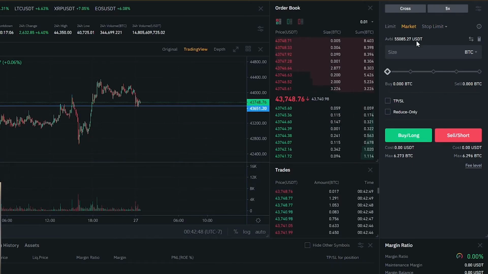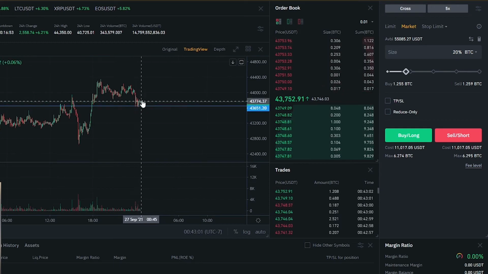So I'm on 5 times cross leverage. I'm not gonna use all that margin. Let's just put in about 20%. So I'll buy 1.255 bitcoins. It's going to be a market order. I'm just gonna buy it right here.